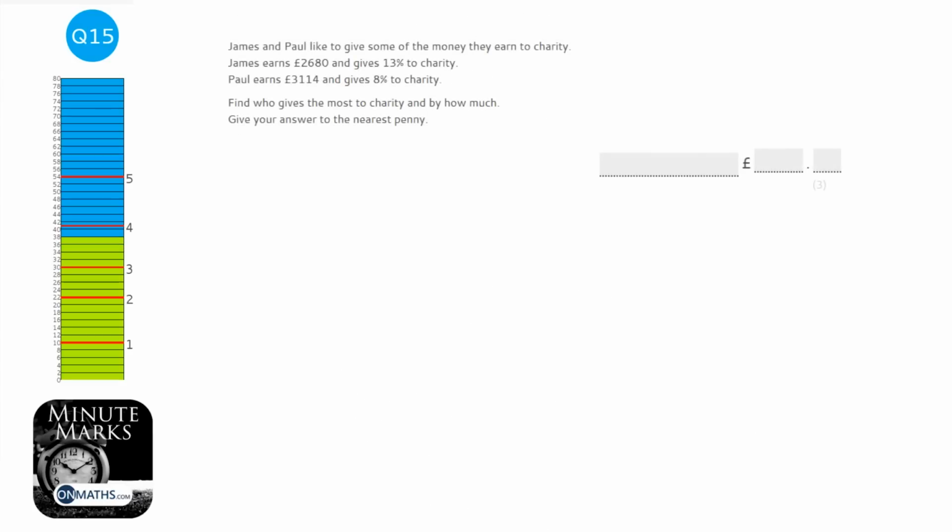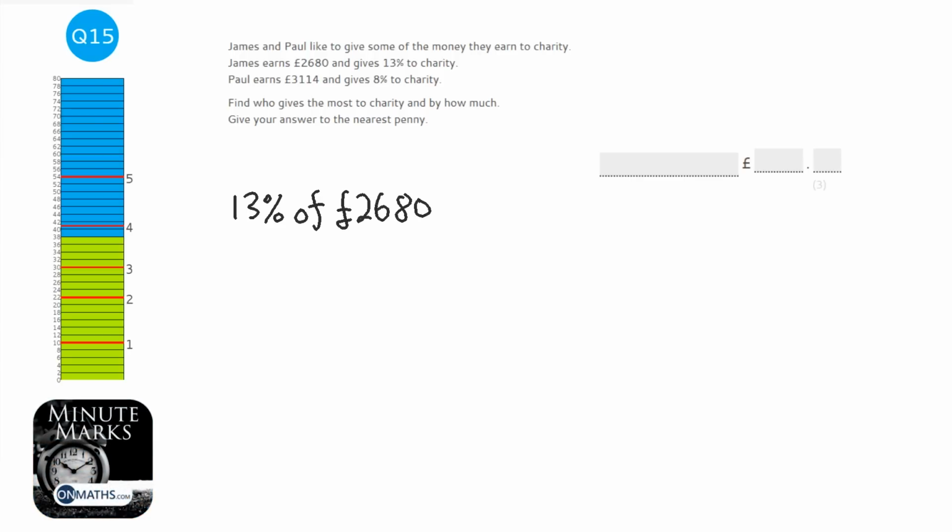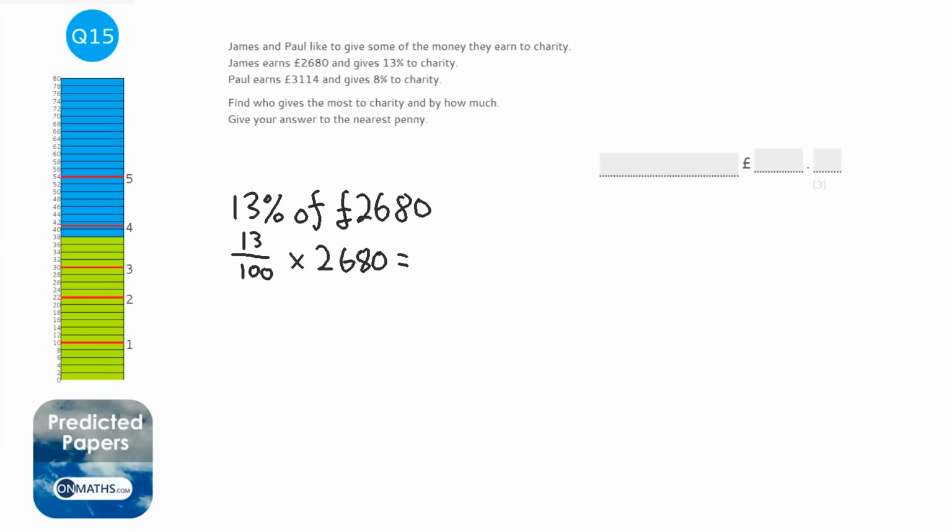This question is just asking you to work out 13% of 2,680, then work out 8% of 3,114, and then write down which is the biggest, which person gave the most. So first of all, we want to do 13% of 2,680, and since it's a calculator paper, we can do that by just converting the percentage into a fraction. Percent means over 100, and times it by the amount. So on my calculator, I will do 13 over 100 and times that by 2,680.